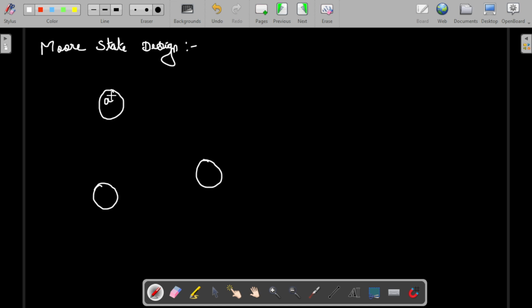So here is A. When the input is 0, it will stay in the same state. Here we won't put a bar and present the output; instead we will add the output inside the state. So the output will be taken inside. So this will come here.